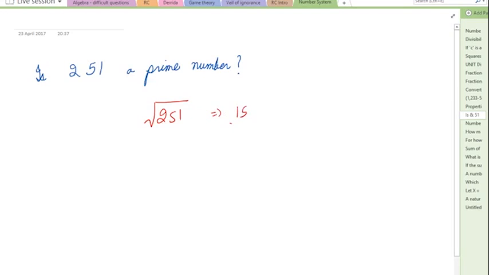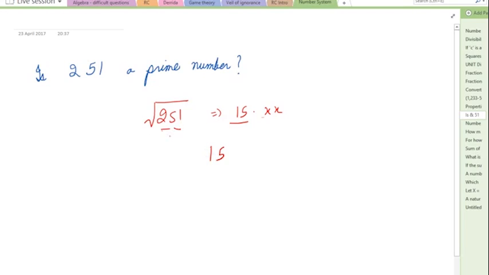So 251 will have some square root of the form 15 point something. So if you want to check whether a number is prime, you check whether any number below 15 is a factor of 251. I know you only need to check prime numbers. You don't need to check non-prime numbers, because if a prime number is not a factor, a non-prime number will anyway not be a factor. If you do not understand this, you should think about it, and you would understand this. Why, if a prime number below 15 is not a factor of 251, a non-prime number below 15 will not be a factor of 251.